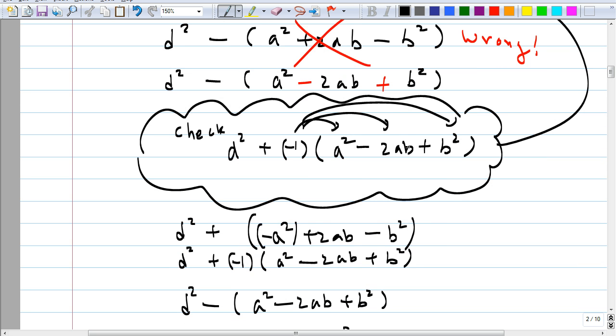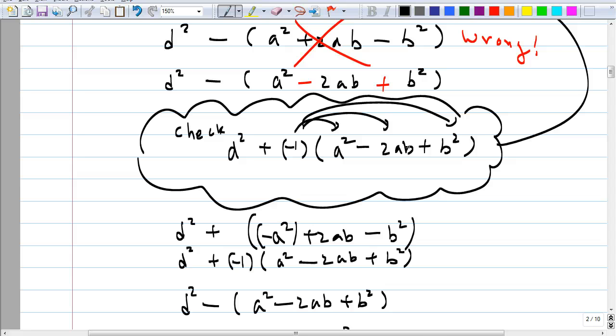So this is what we have so far. Are we good? d squared minus, in parentheses, a squared minus 2ab plus b squared. So type 2, you have to be careful, right? When you group the last three, you got to factor out a -1 from those three terms. Otherwise, it won't be correct, right?